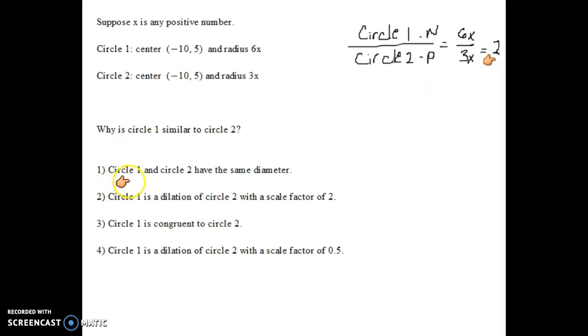So let's look at these choices. Circle 1 and 2 have the same diameter. If the radii are different, the diameter is different, so that can't be right. Circle 1 is a dilation of circle 2 with a scale factor of 2. Well, that's what we calculated, so that is correct. But let's take a look at these and make sure we understand why they're wrong. Circle 1 is congruent to circle 2. Well, different radii mean they cannot be congruent. And circle 1 is a dilation of 2 with a scale factor of 0.5. If they had said circle 2 is a dilation of circle 1, then that would be correct, but it is not. All right, hope this helps.